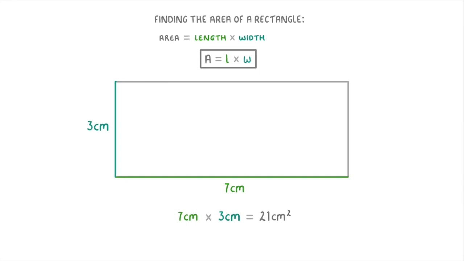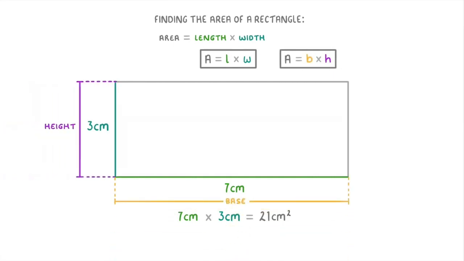Before we move on, I just want to point out that you can also think of the equation as area equals base times height, where the base would be the 7 centimeter side, and the height would be the 3 centimeter side. But it works in exactly the same way, so the area would be the base of 7 times the height of 3 to get the area of 21 square centimeters.